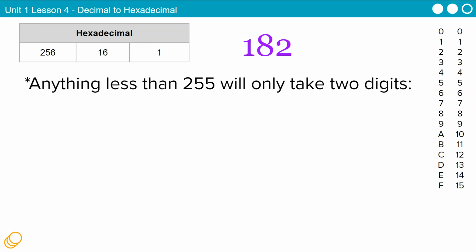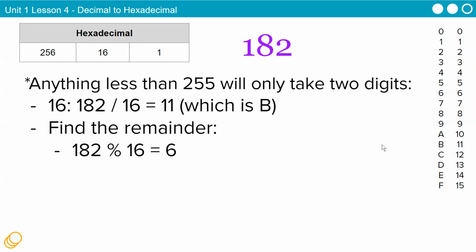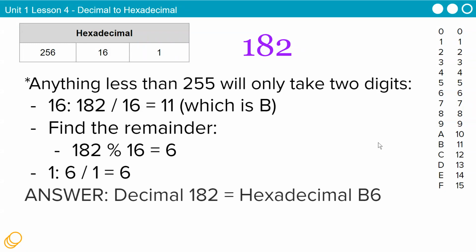All right. So I took 182 divided by 16, which gave me 11. This is one of the common errors that students get. If you get an 11, does that fit in a digit? No. It doesn't. So that's where our letters come into play. So 11 is B, right? So that gives us B. And then the remainder, 182 mod 16 is 6. So our answer is B6.